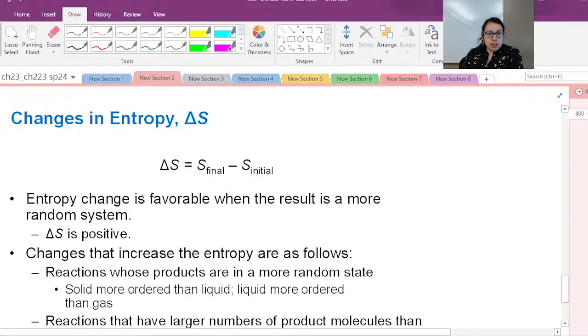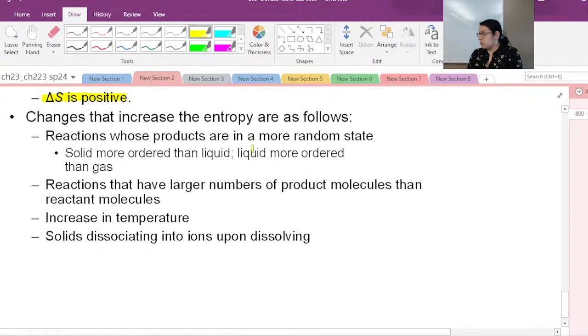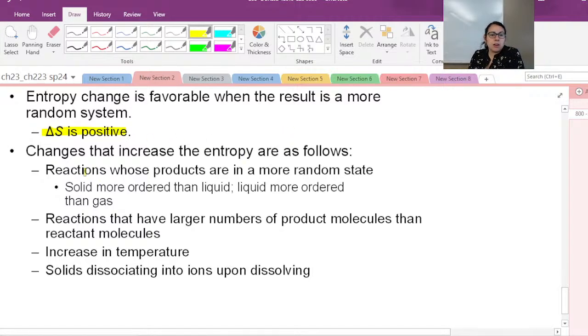And so again, entropy change is favorable when the result is a more random system. So that gives us a positive change in entropy, so that's favorable. And so now we've seen a few examples. And so what we've seen are changes that increase entropy are as follows. So we have reactions whose products are in a more random state. So usually thinking about our state of matter. So obviously your solid is more ordered than your liquid, and your liquid more ordered than your gas.